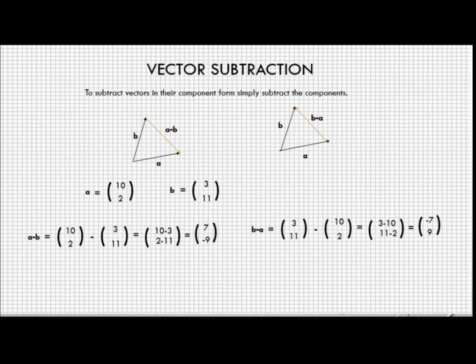In fact, if we subtract the vectors A and B, you will notice that A minus B has the same magnitude as B minus A, but the signs are opposite. That translates into the arrow form that the arrow is exactly the same length but the opposite way round. The head of the arrow is where the tail is and the tail is where the head is.